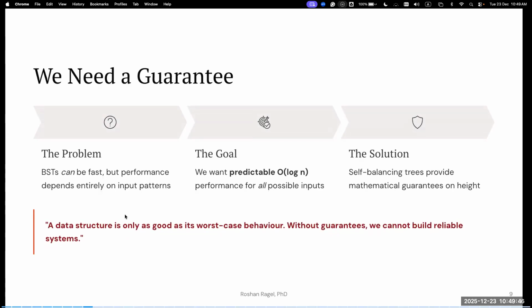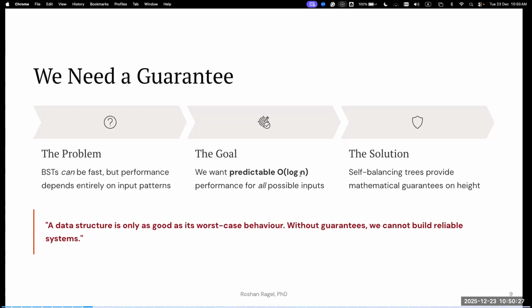So these are things we will guarantee in an AVL tree or a balanced tree. But these are problems in a regular binary search tree, right? A binary search tree can be fast, but performance depends entirely on the input pattern, right? The goal we have is to make a binary search tree that has a predictable order log n complexity, right? Log n is what we want because that is very much what a balanced binary search tree is. But we could end up worse, and it could be big O of n.